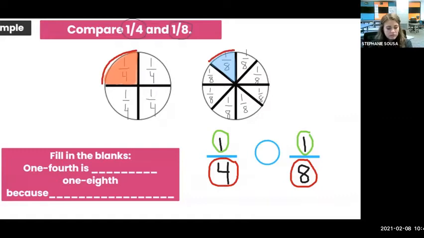Think back to our example of sharing cookies. If only 4 kids are going to share this cookie, you will get a much bigger piece of the cookie than if you have to share with 8 kids and you only get 1/8 of the cookie.